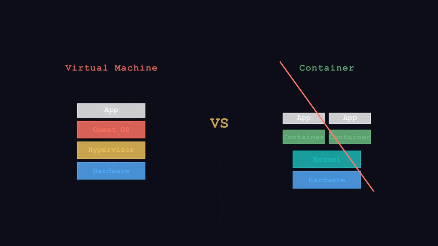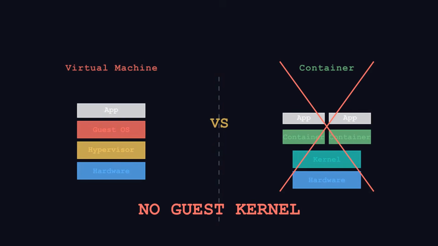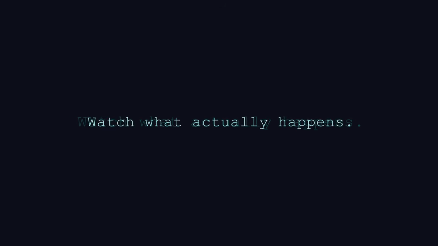A container doesn't create a fake computer. It doesn't boot an operating system. There is no guest kernel. Watch what actually happens. To understand why this matters, let's look at what a VM actually does.